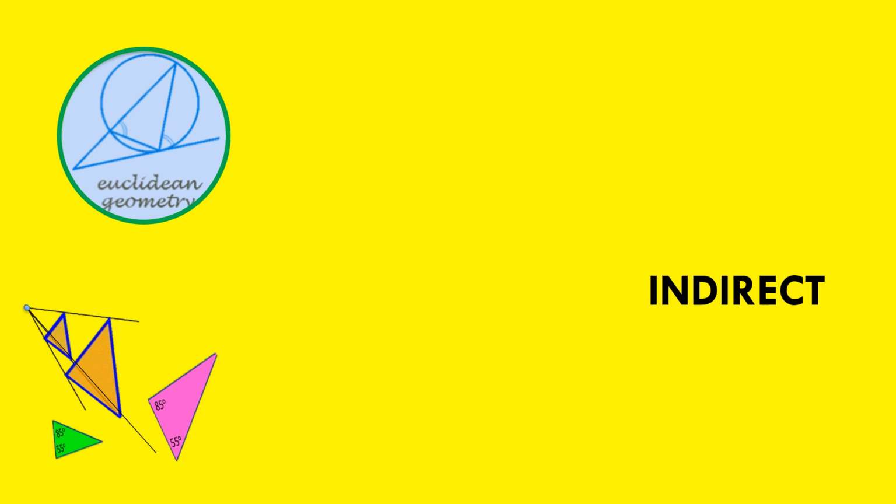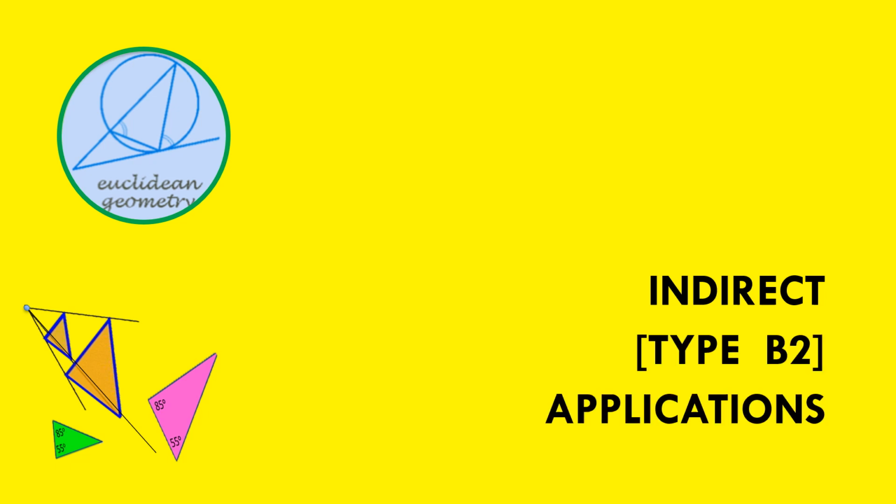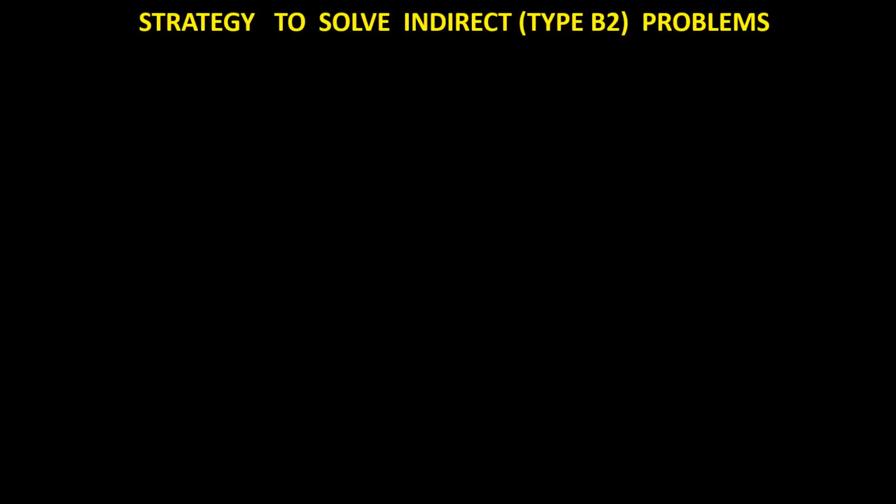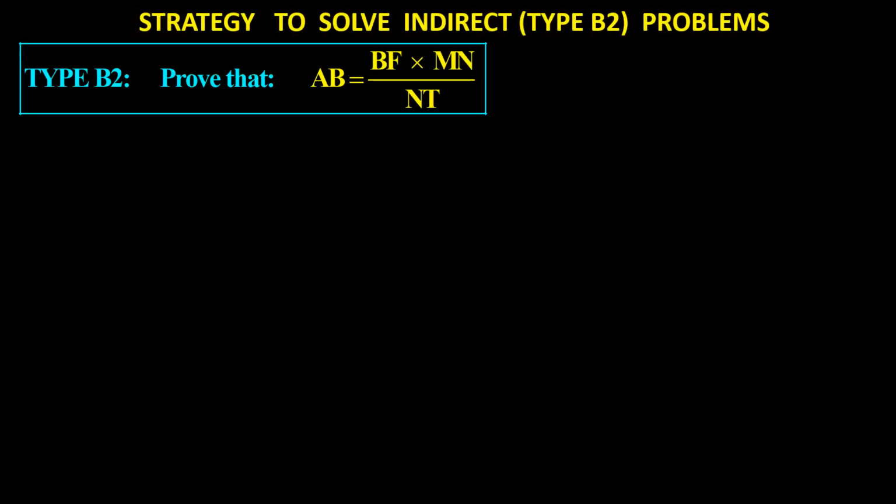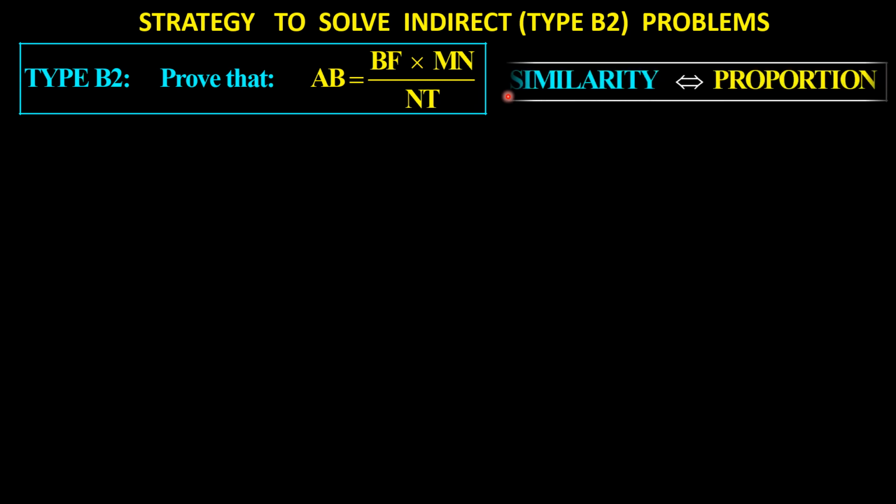Now let's consider the second type of indirect applications. Here we have the second type, and it's a proportion written in this form: AB over BF times MN over NT, right? Always remember that if triangles are similar, it implies the corresponding sides are proportional. So if you want to prove a proportion, we first need to prove the two triangles are similar.